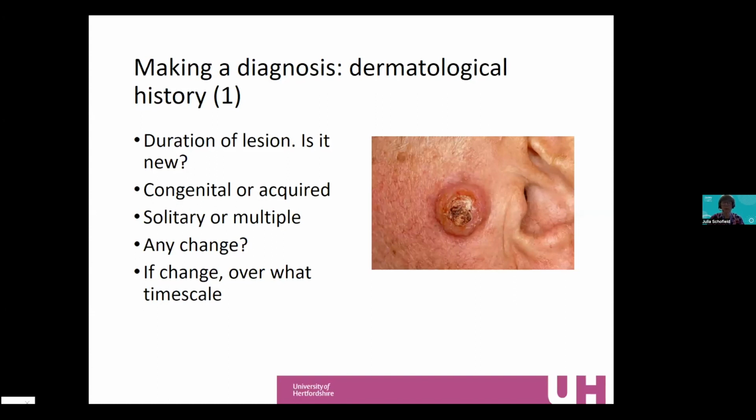And I've just put this picture in because I like these lesions, and I just wanted to share it with you. I think this is probably one of the most beautiful lesions in dermatology. It's what we call a keratoacanthoma. And why have I included it? It's because these lesions have a very typical history.